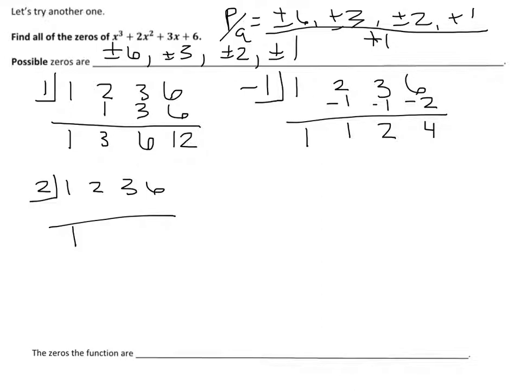One comes down. 2 times 1 is 2. 2 plus 2 is 4. 4 times 2 is 8. 3 plus 8 is 11. 11 times 2 is 22, and we know we're not going to get 0 as our remainder. We're going to get 28. So let's try negative 2.